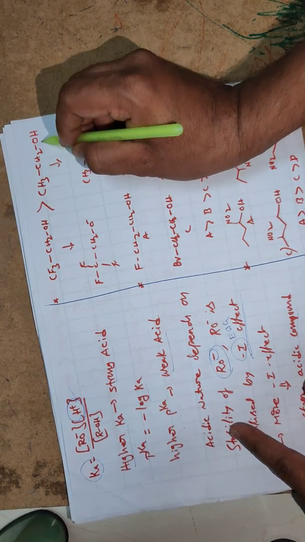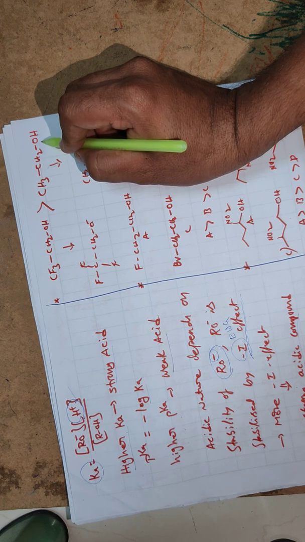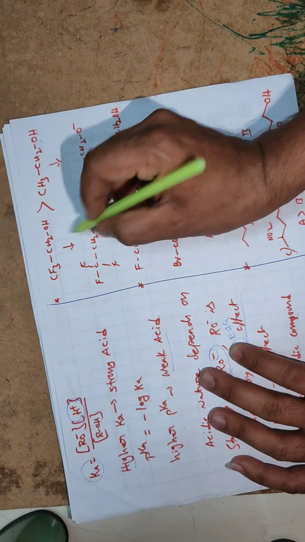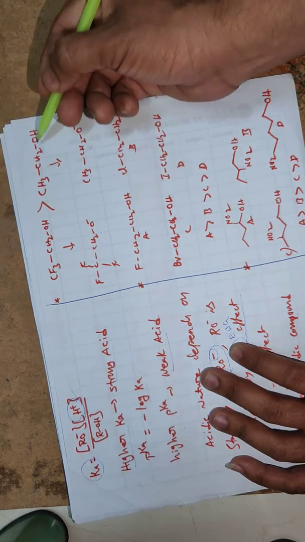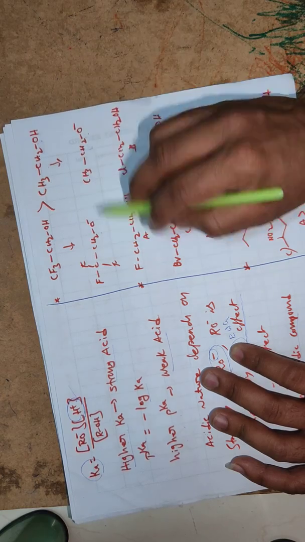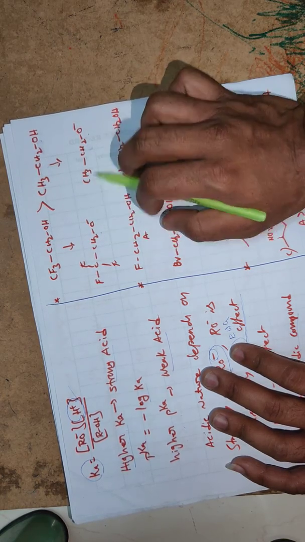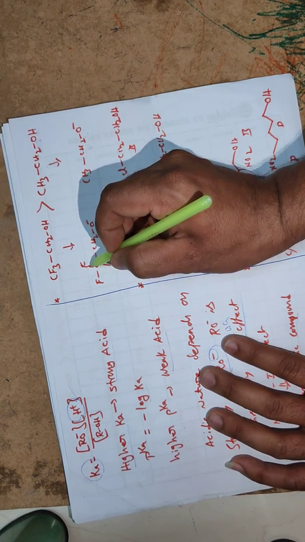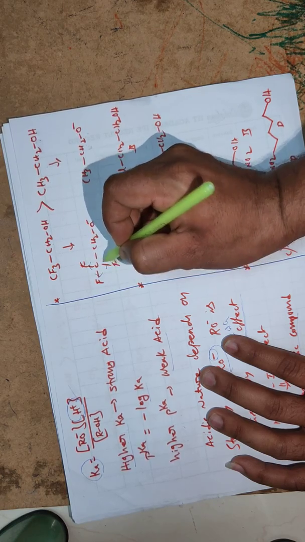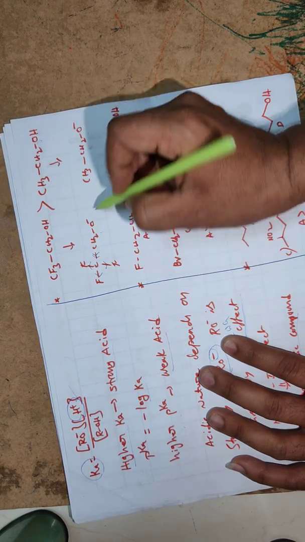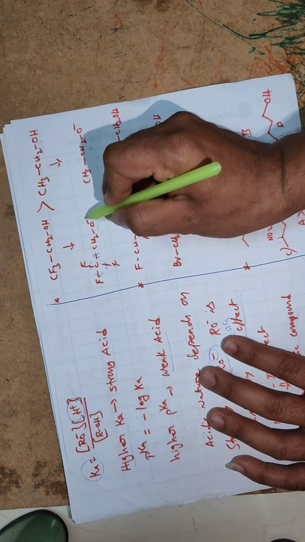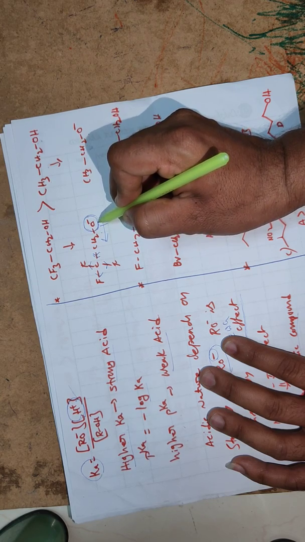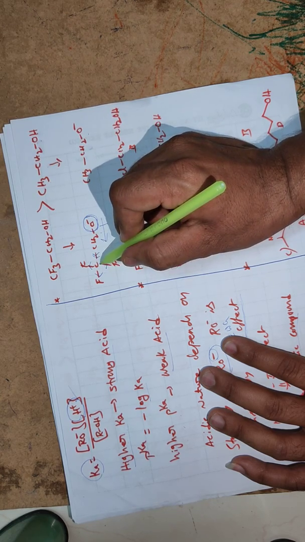CF3CH2OH and CH3CH2OH. Between these two compounds, we have to tell which is more acidic. This is the alkoxide ion after loss of proton, and for this compound it is also an alkoxide ion. Between these two, which conjugate base is more stable? Which alkoxide ion is more stable? Generally the CF3 is an electron withdrawing group. As a result of this electron withdrawing nature, this oxygen has less magnitude of negative charge, because the negative charge is pulled by the CF3 group.